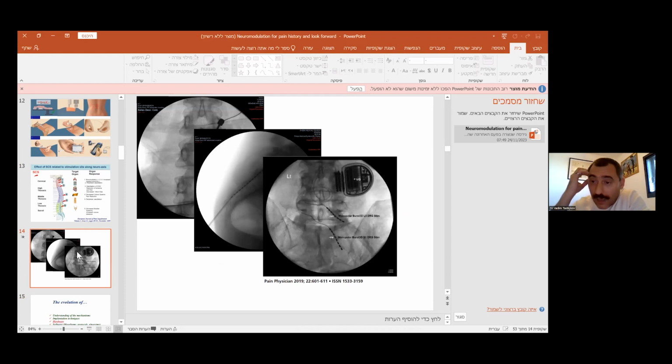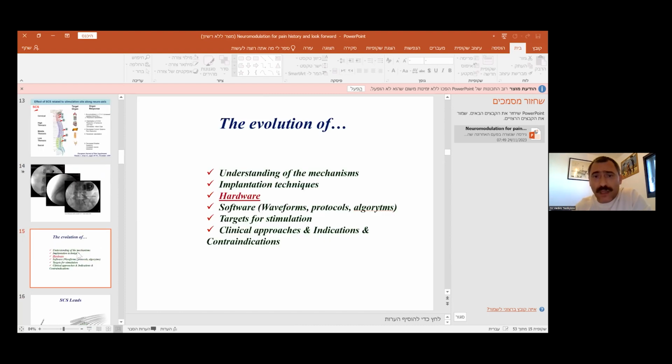So during the last 50 years, the techniques changed, and now we can put the electrode by the retrograde way, by the caudal way to the epidural space, and transforaminal.